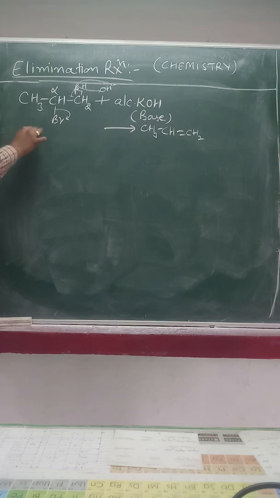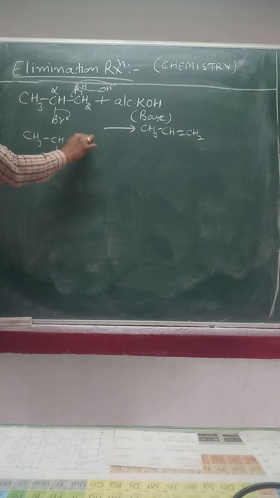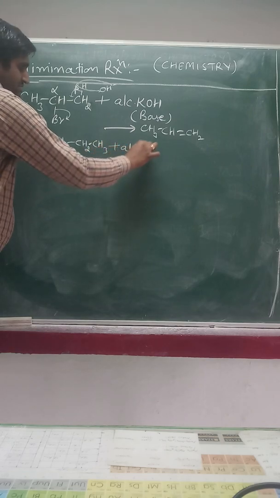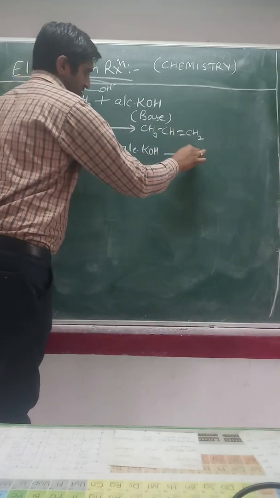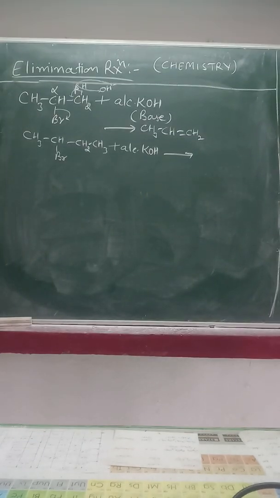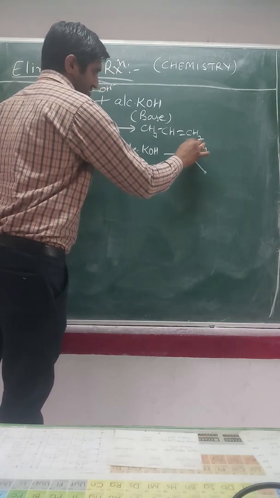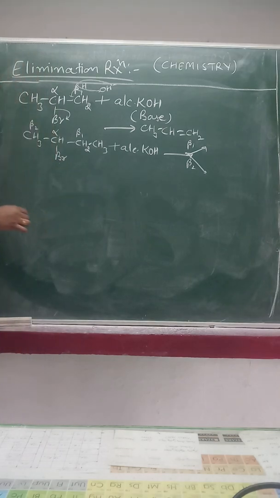Now if we are having 2 beta positions available, then there is a possibility of 2 product formation, or 2 alkene formation, but the major product is according to the Saytzeff rule. Suppose this is an alpha and we call this beta 1, this beta 2. Now there are 2 chances of formation of product. This is beta 1 and this is beta 2.